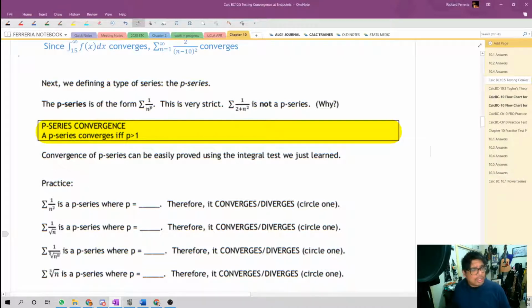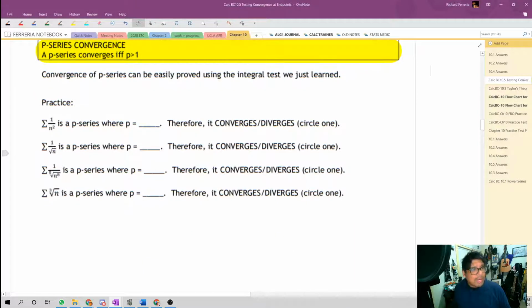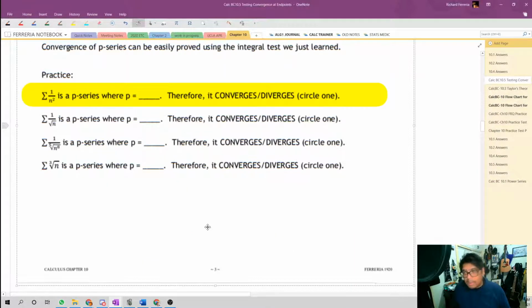So just to show you, we've got over here this practice. Okay, for this first one, we have 1 over n squared. That is a p-series because the only thing involved, there's a 1 in the numerator and there's n to the second power in the denominator. So p is 2, and 2, of course, is greater than 1, which means that the p-series converges.